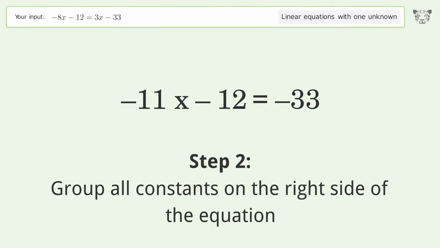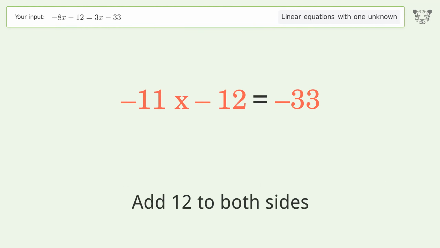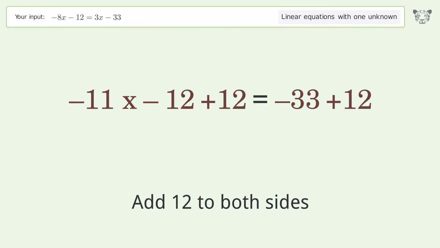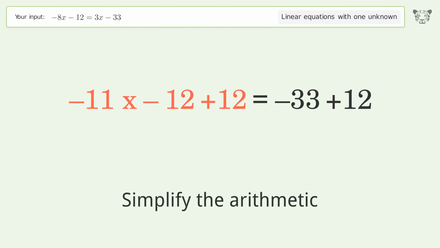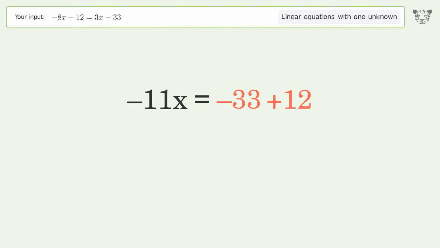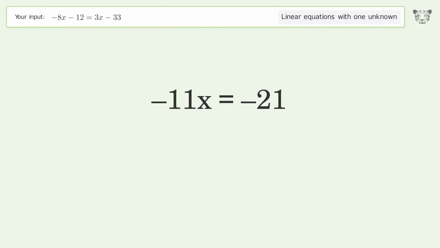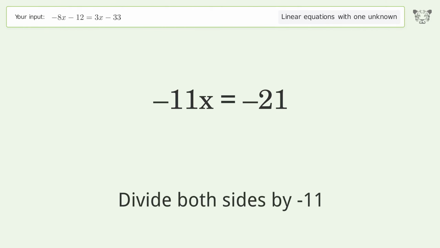Group all constants on the right side of the equation. Add 12 to both sides. Simplify the arithmetic. Isolate the x. Divide both sides by negative 11.